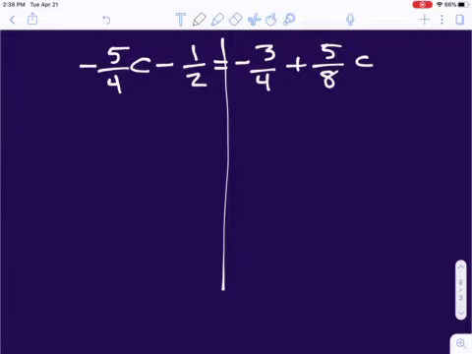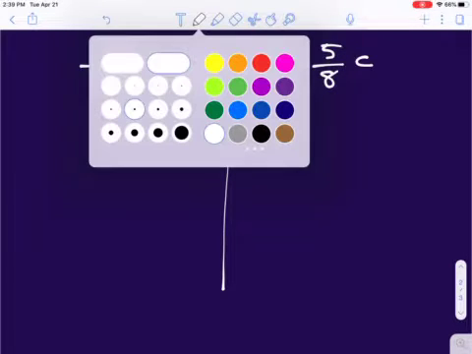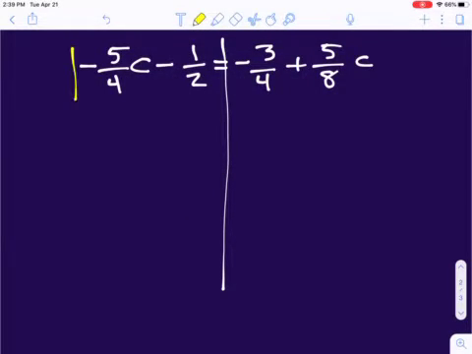First thing I always try to tell you guys to think about is what side we should put the variables on. Don't worry about anything else. Always start with worrying about the variables and take care of those first. So basically you have to decide which number is bigger, negative 5/4 c or positive 5/8 c. Those are my variables.